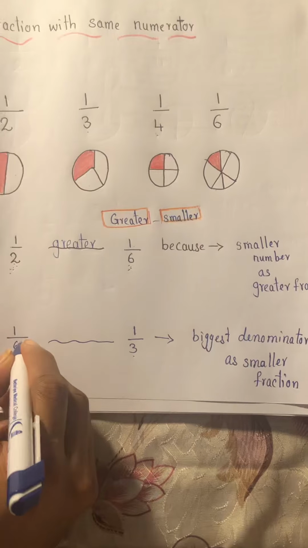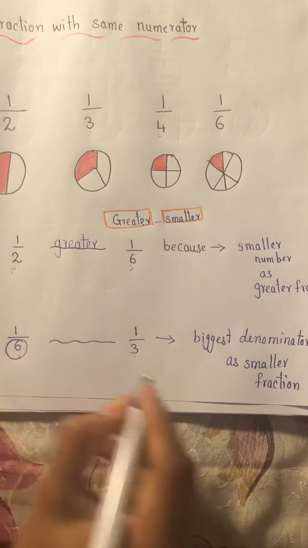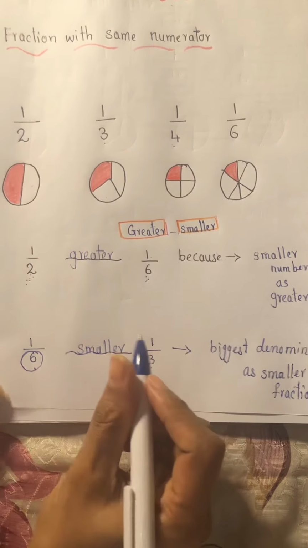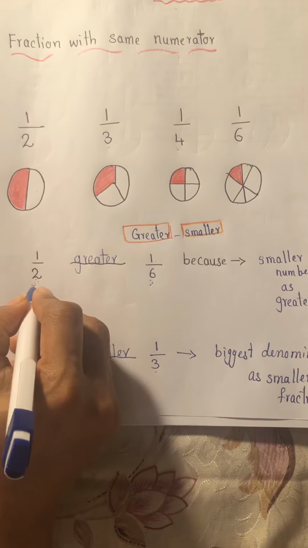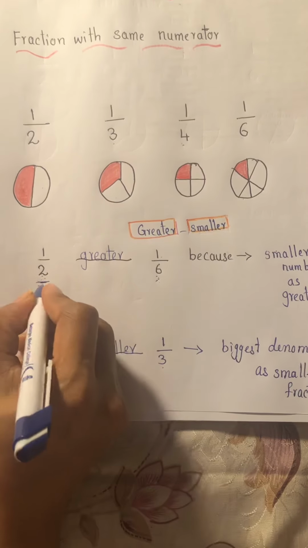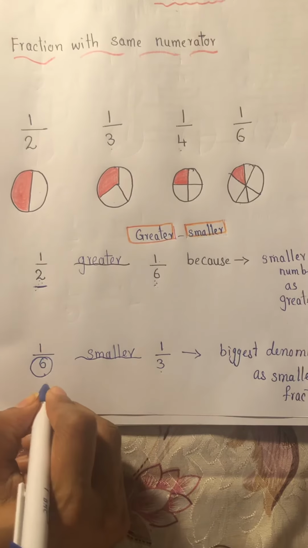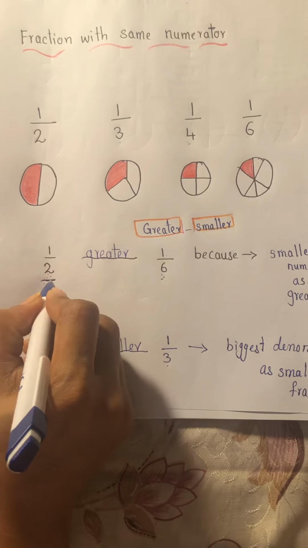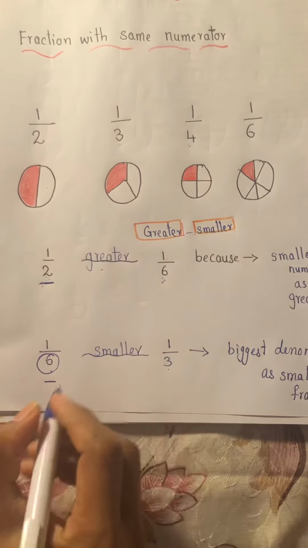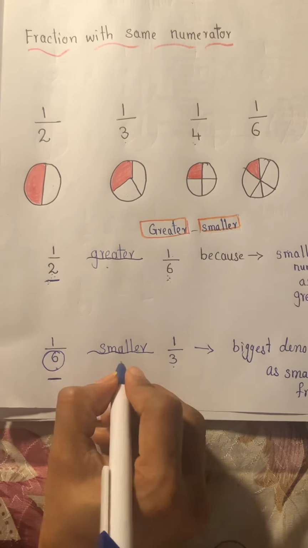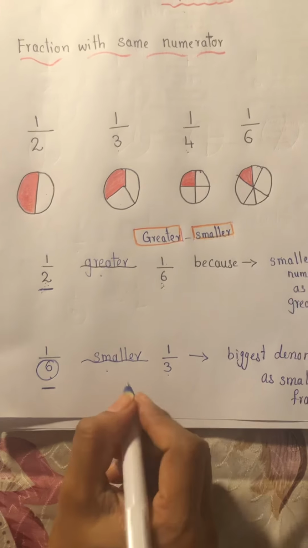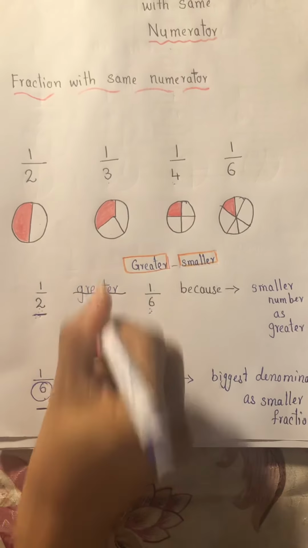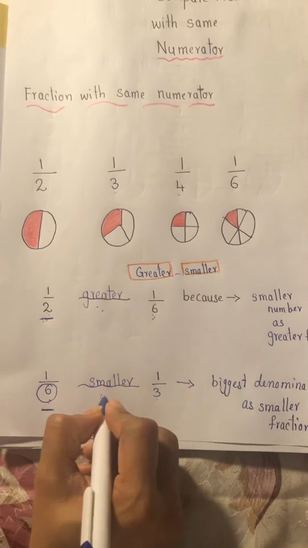The biggest denominator is the smaller fraction. Remember this, children. When the denominator is smaller, that means greater. When the denominator is bigger, that means smaller. Okay? Please concentrate. When the denominator is smaller, that means greater. When the denominator is bigger, that means smaller.